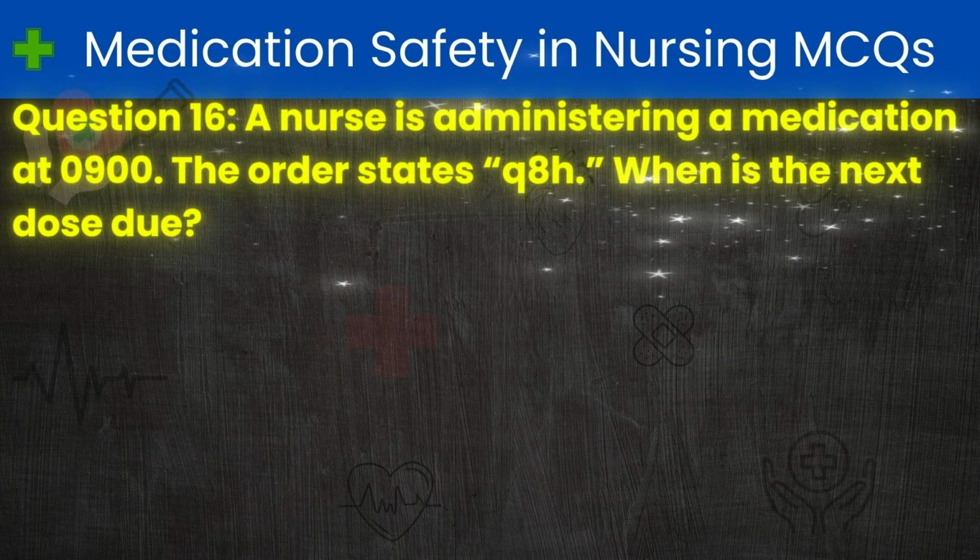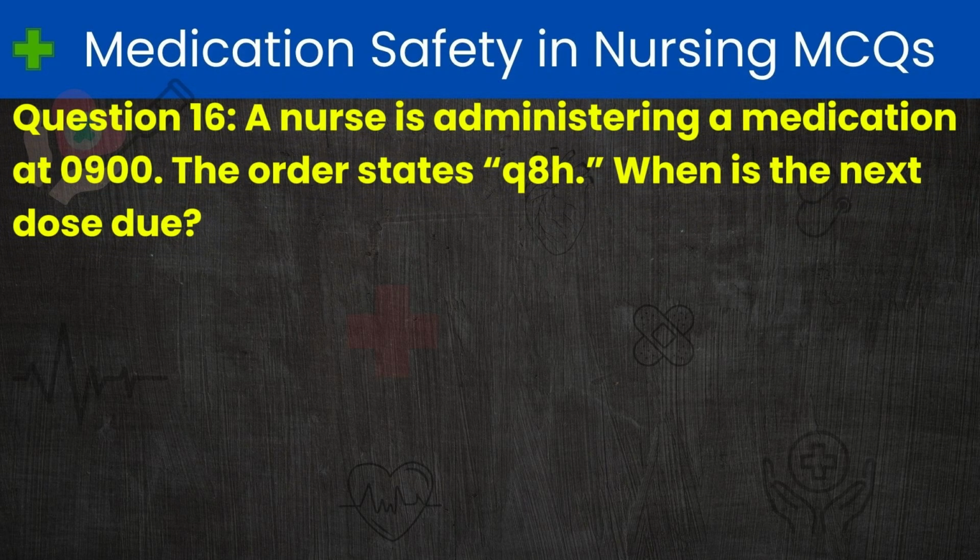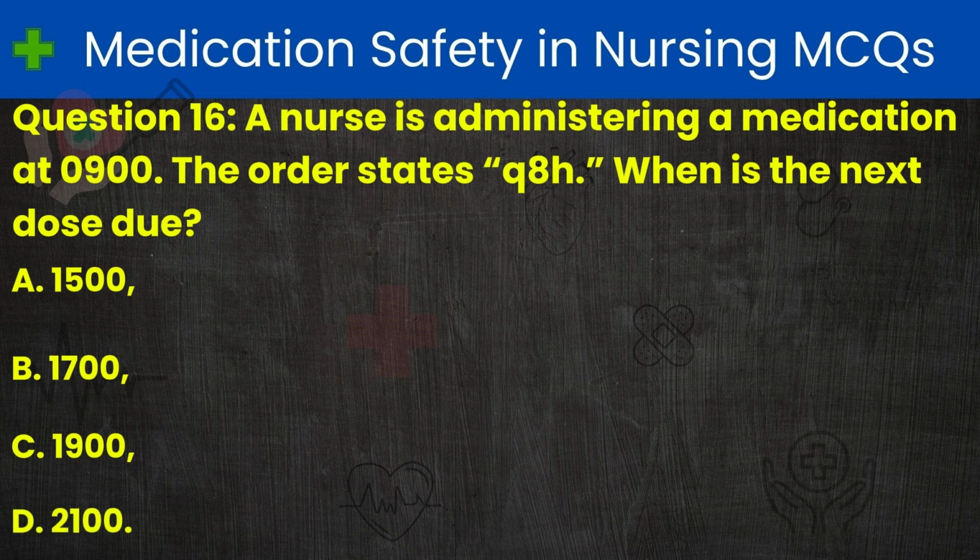Question 16. A nurse is administering a medication at 9 o'clock in the morning. The order states every 8 hours. When is the next dose due? A. 3 o'clock in the afternoon. B. 5 o'clock in the afternoon. C. 7 o'clock in the evening. D. 9 o'clock in the evening.